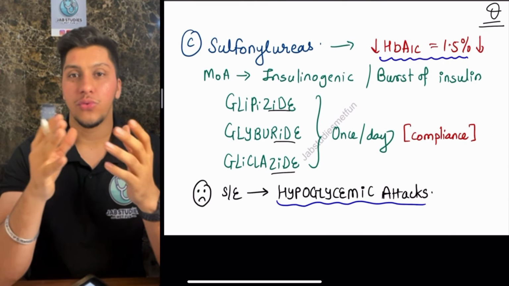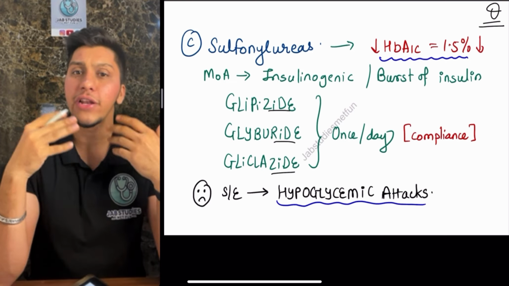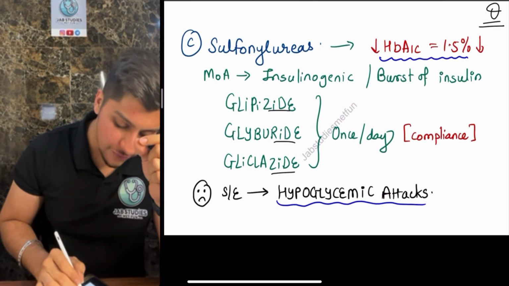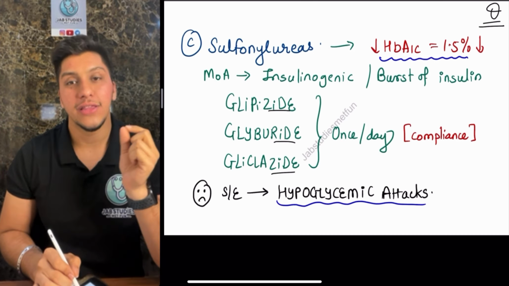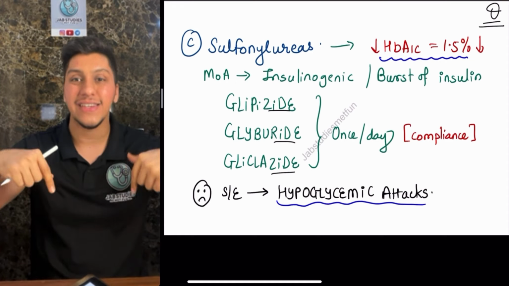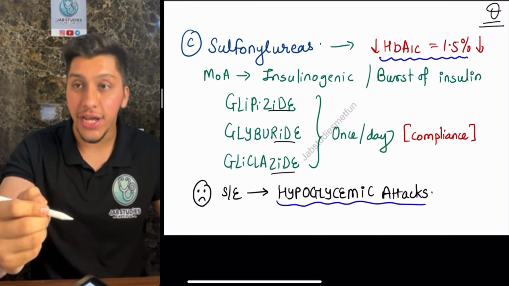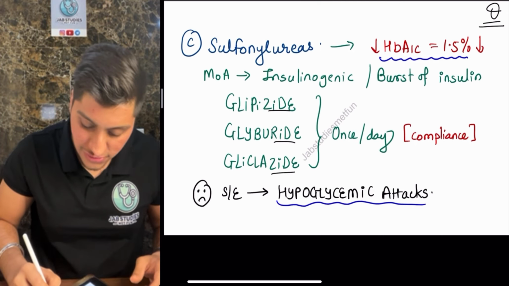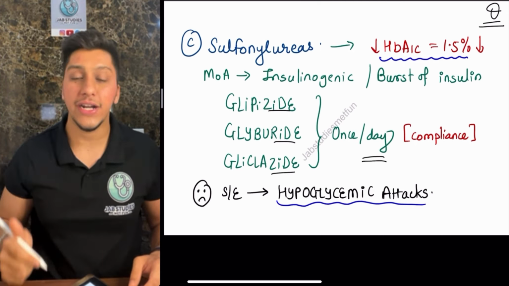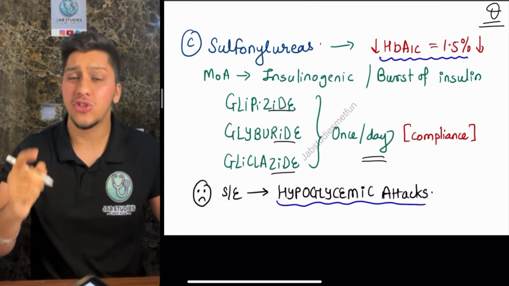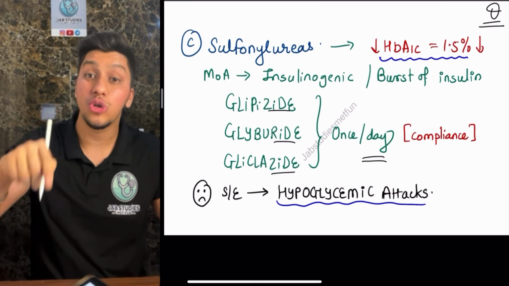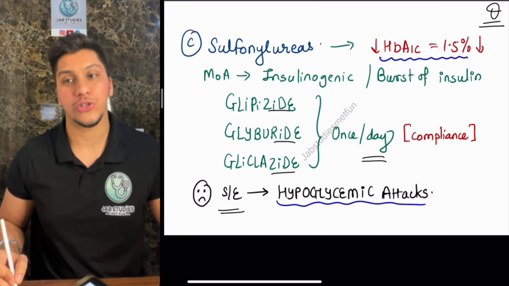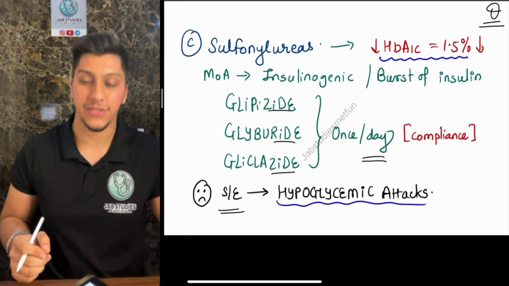The next topic which we will talk about is sulfonylureas. Sulfonylureas have been found to reduce the HbA1c by 1.5%. As I already told you, whenever you have drugs with IDE, these are the ones which increase the secretion of insulin. So they are insulinogenic, or they act by having a sudden burst of insulin. The best part of sulfonylurea is that you just have to take it once a day, so the compliance is good. But since they are insulinogenic, and insulin causes hypoglycemia, a side effect of this drug is that hypoglycemic attacks are common.